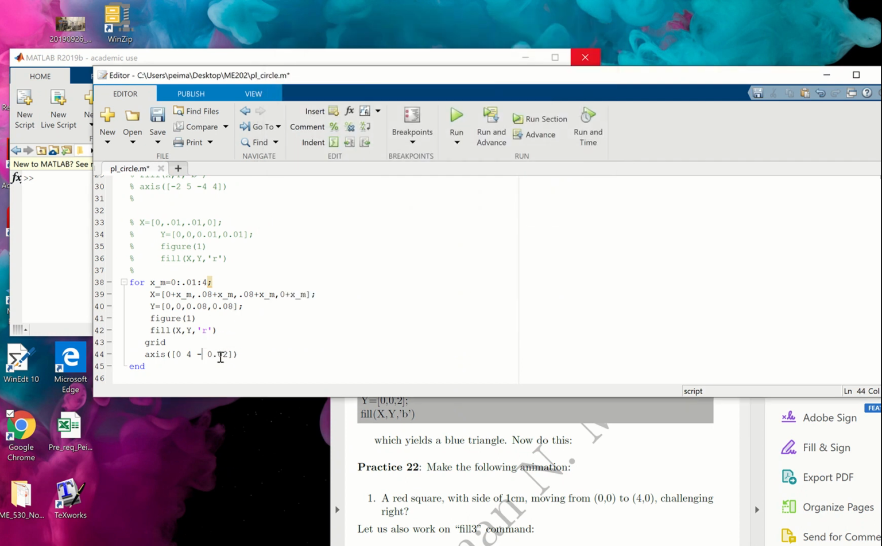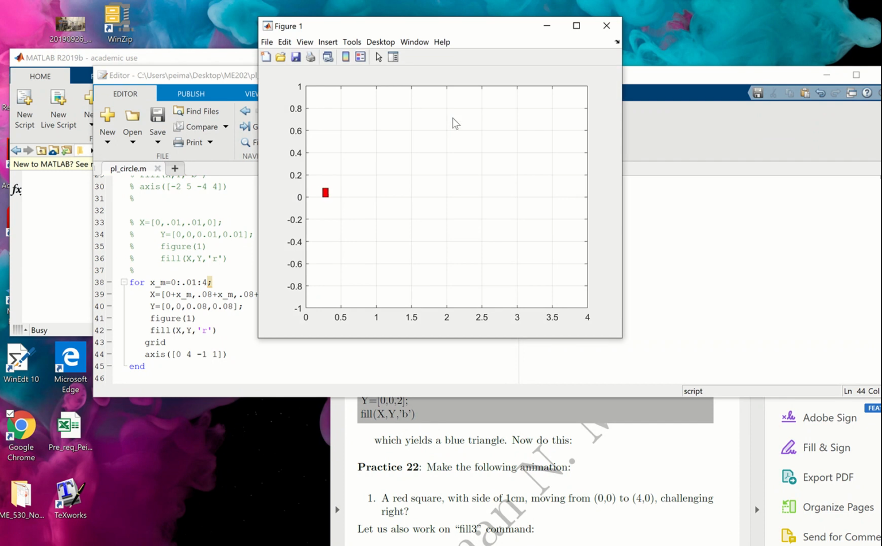So I increase this. I say, I don't know, -1 to 1. What is it going to look like eventually? Yes, it's a square. See? It's moving. Your square is moving now. Okay. So now we made an animation where the red square moves from 0,0 to 4,0.